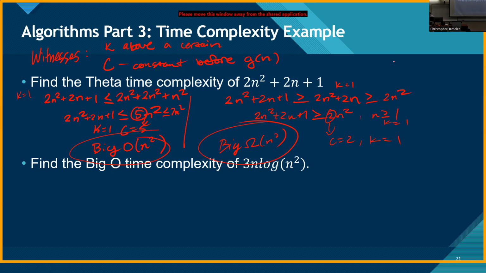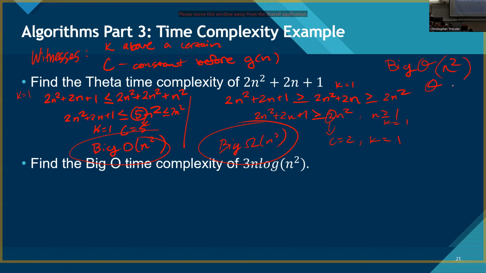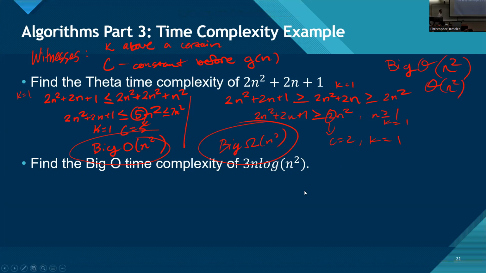Yep, both of them. So now we can say big, I don't even know if you're supposed to write this as big theta, but I'm writing it anyways. Theta of n squared, right? I don't know, I just like writing big theta, why not? But anyways, what's up?